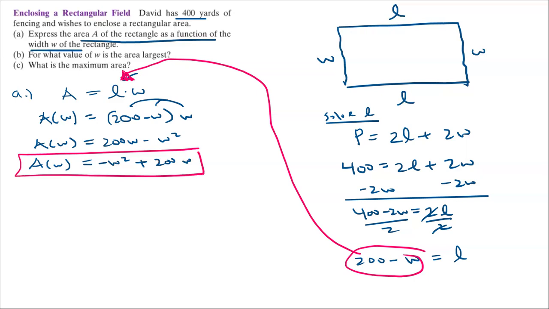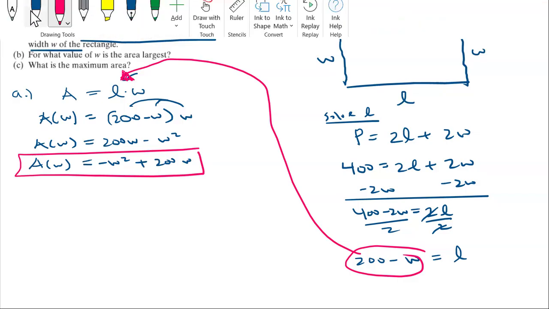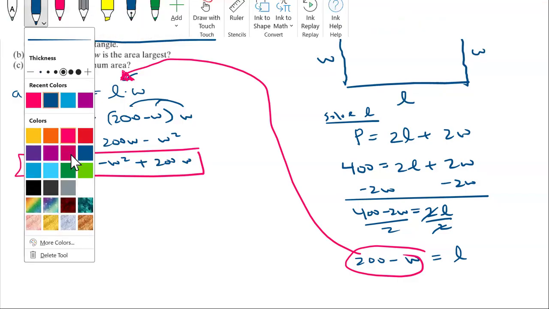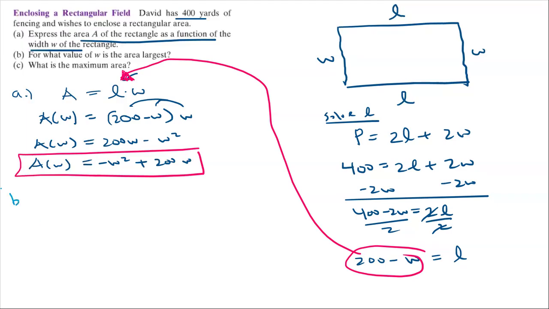All right, any questions on how we derive this one? Okay, so let's look at the second one. It says B, for what value of W is the area the largest?